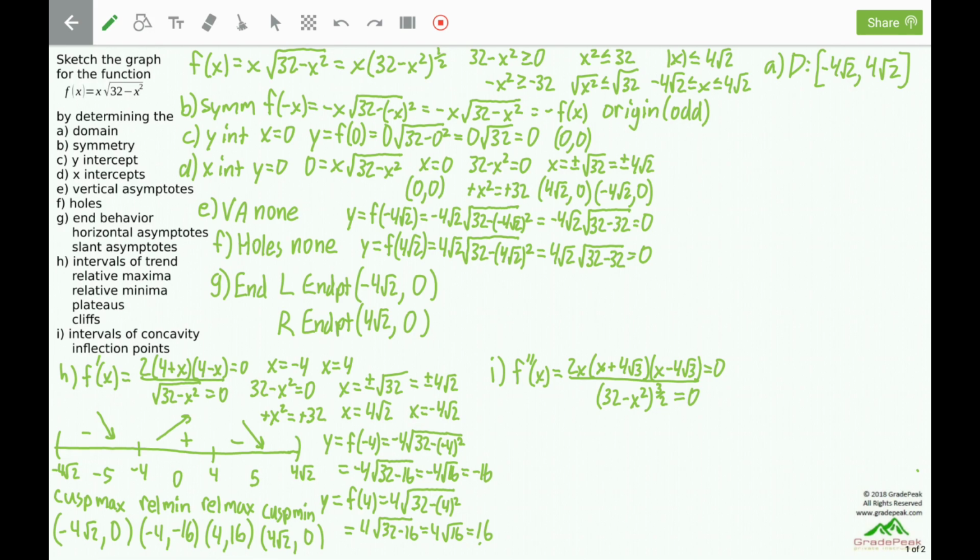In the numerator, because it's factored, we can see from the factor x that x equals 0. From the factor x plus 4 square root of 3, we have x equals negative 4 square root of 3. From the factor x minus 4 square root of 3, we have x equals positive 4 square root of 3.